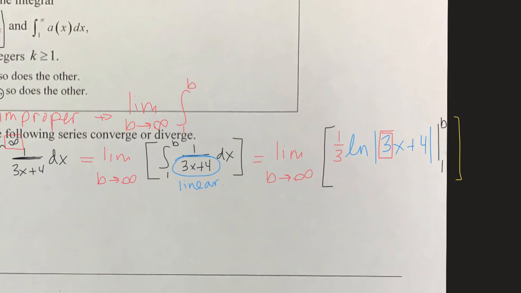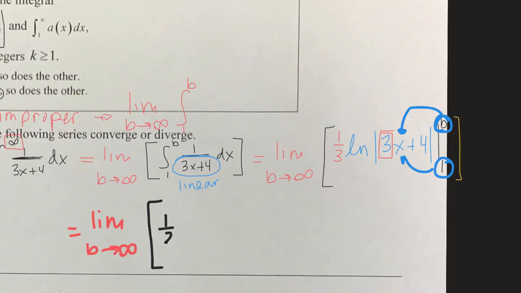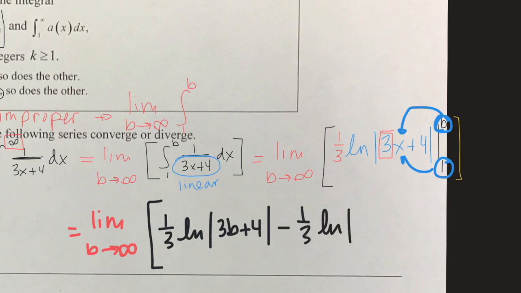Okay, so let's come in here. Let's do our fundamental theorem. We're going to plug b into here, and then we're going to plug 1 into here. Equals the limit. We still haven't done the limit yet, so we still have to write it down. We are looking for the limit of 1/3 natural log of 3b plus 4 minus 1/3 natural log of 3 plus 4. Right? That's our fundamental theorem. We evaluate it by plugging the top value in minus evaluating when you plug the bottom value in.